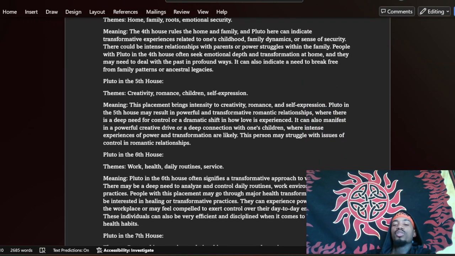Now, Pluto in the sixth house: work, health, daily routines, and service, right? So now Pluto in the actual sixth house signifies a transformative approach to work and health, right? So there may be a need to analyze and control daily routines, work environments or health practices. So now people with this placement may go through major health transformations or might be interested in healing or transformative practices, right? So now they can experience power struggles in the workplace or they may feel compelled to exert control over their day-to-day environment. Now, these individuals can also be very efficient and disciplined when it comes to their work and health habits, right?